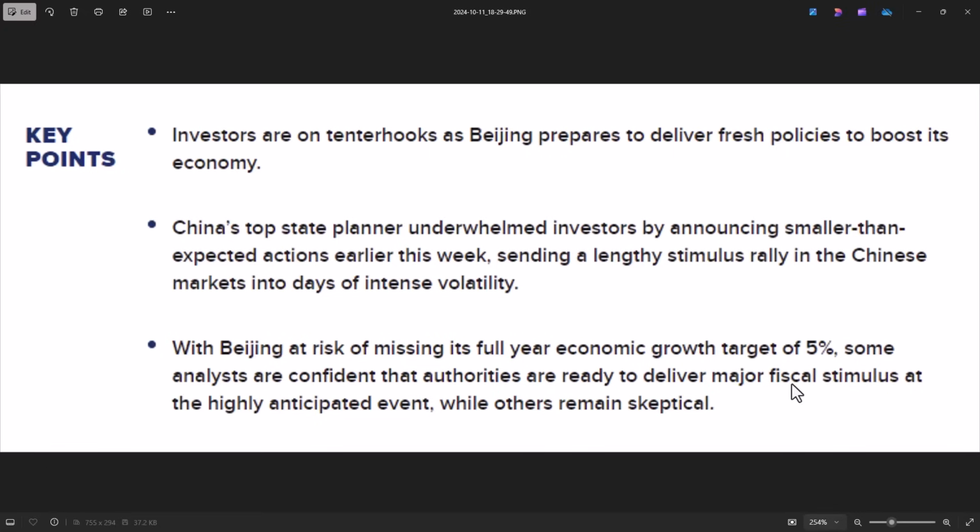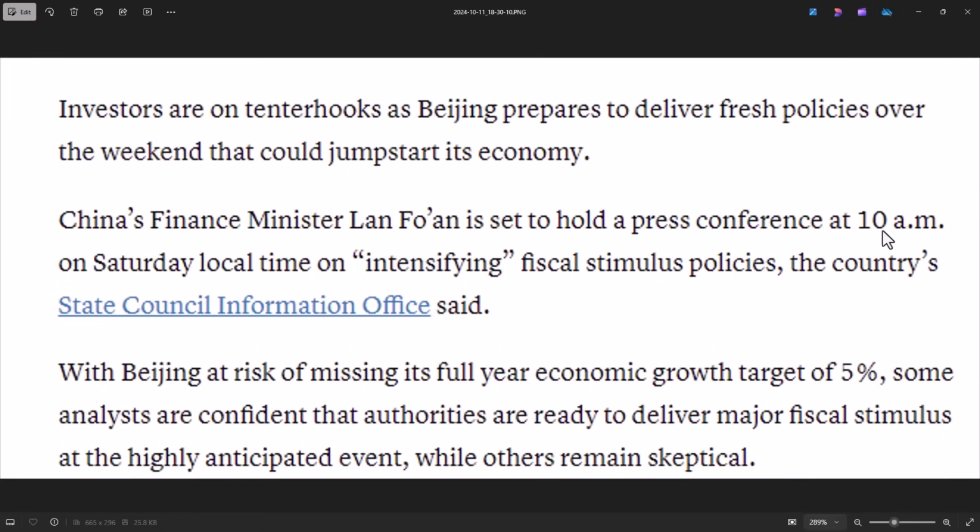Confident authorities are ready to deliver major fiscal stimulus, highly anticipated event. That event is going on Saturday. At the time of recording, this meeting has not been done, but they're at 10 a.m. on Saturday, intensifying fiscal stimulus policies, risk of missing full-year economic growth. Confident authorities are ready to deliver major fiscal stimulus. You never know what they're going to do, but this is definitely a driver.